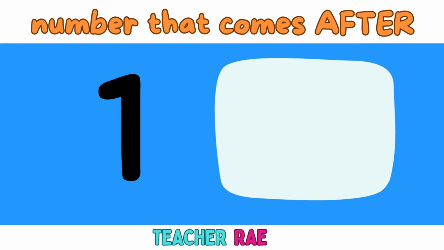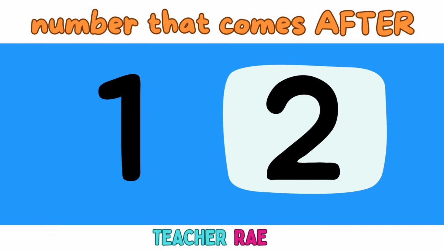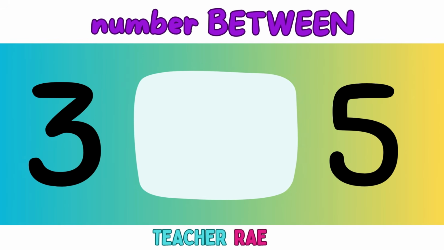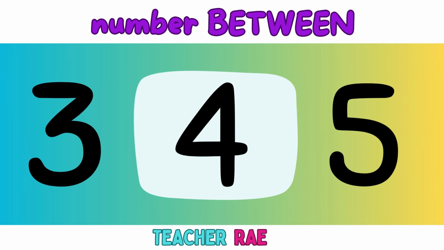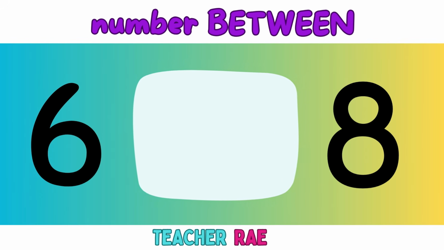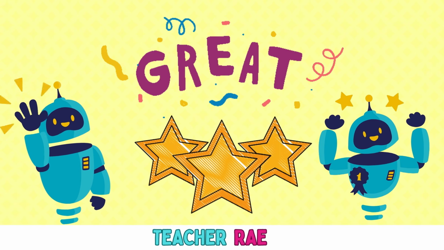What is the number that comes after 1? That's right. It's 2. What is the number between 3 and 5? That's correct. It's 4. What is the number between 6 and 8? That's correct. It's 7. You did great!